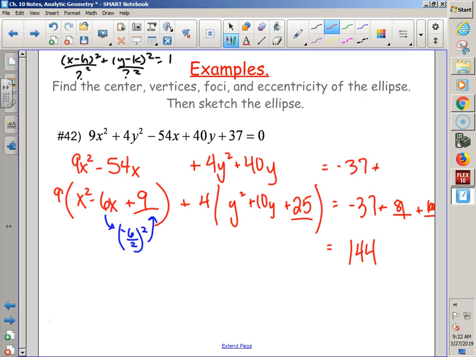Oh, to divide? Because what's your standard form supposed to have? A 1. This isn't a circle. We're not in Kansas anymore.